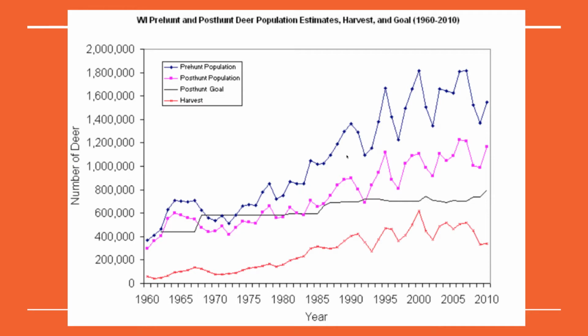This is a chart that shows the populations of deer in Wisconsin. And as you can see, the populations since 1960 have been going up and up and up. Would you guess that they have reached the carrying capacity? No, they have not. However, look at the goal that the DNR wants to have. They want the population to be here, but the population is way up here. What does that tell you?